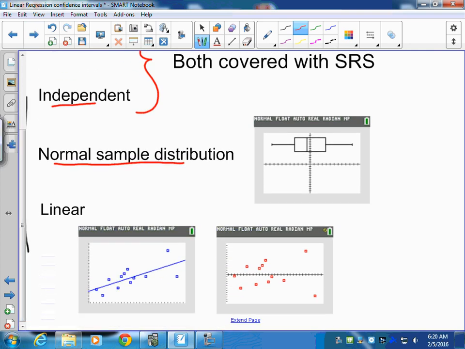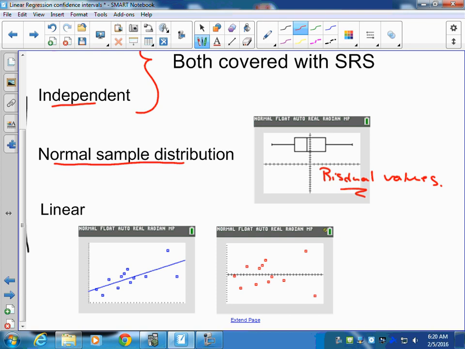Now, normal sample distribution. We need a graph to show us that we have normally distributed data, and this graph is actually a box and whisker of your residual values. We want to make sure that the residual values are normally distributed. So you need to show that graph as a part of your work in verifying assumptions.